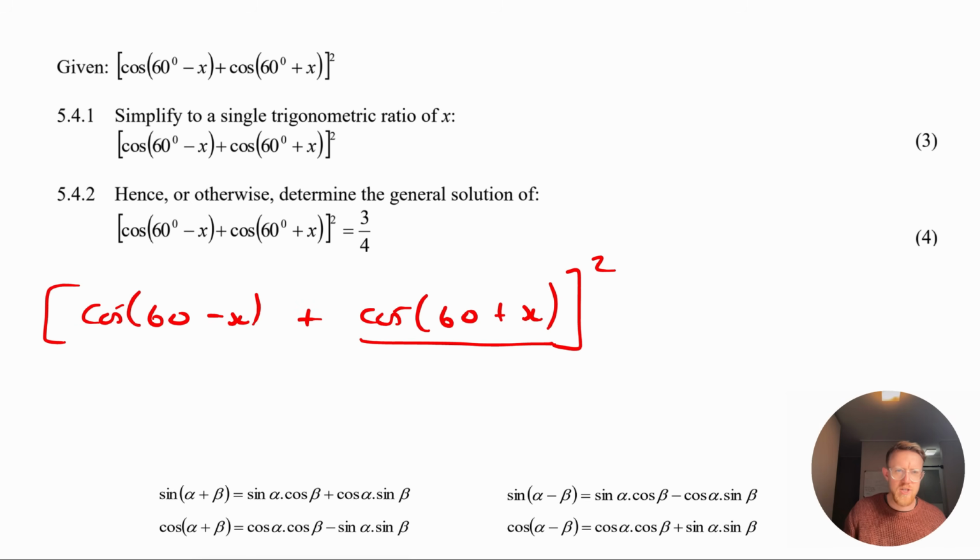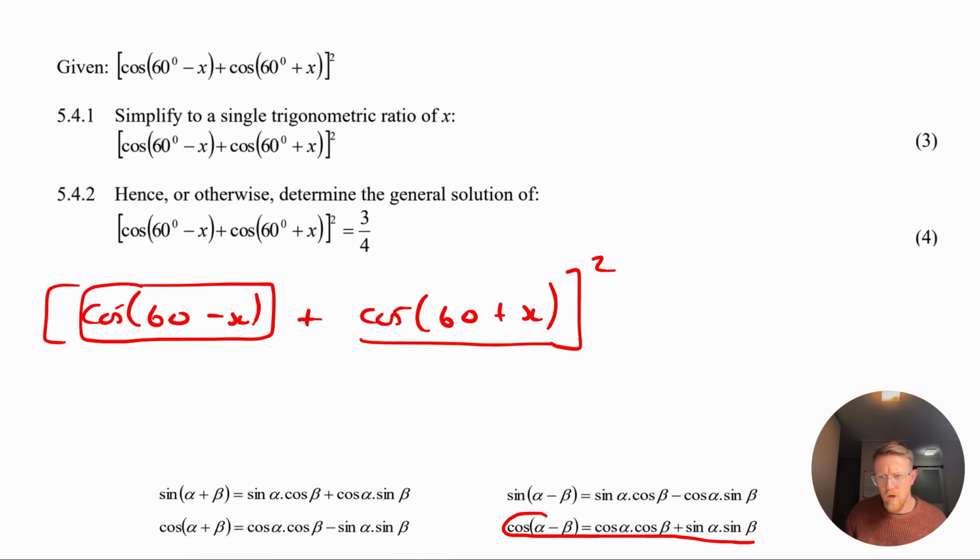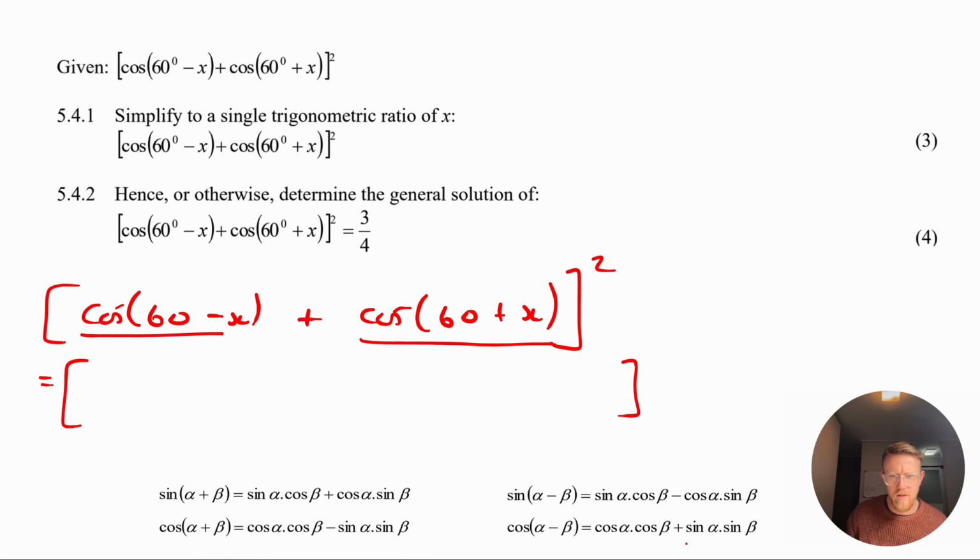So let's just look at this first one. It's a cos something minus something, so that's this one over here. So we will take this and rewrite it like that. So it will become cos 60 cos x. Then it becomes a plus. So even though that's a minus, when you expand it, it becomes a plus. So plus sin 60 sin x.